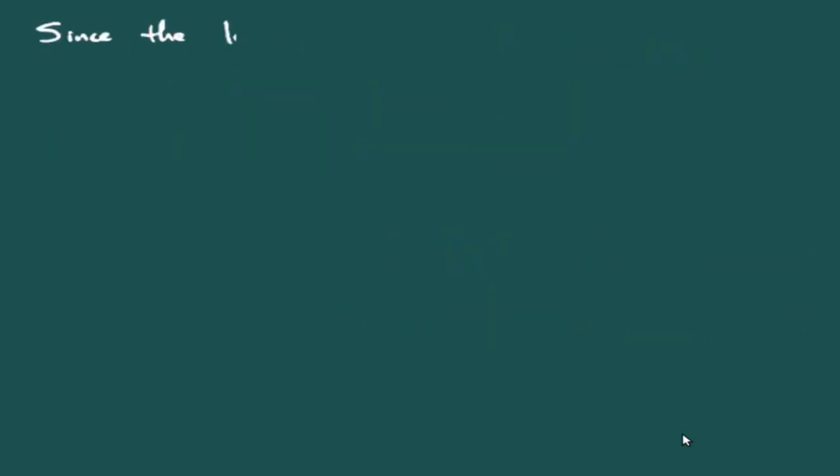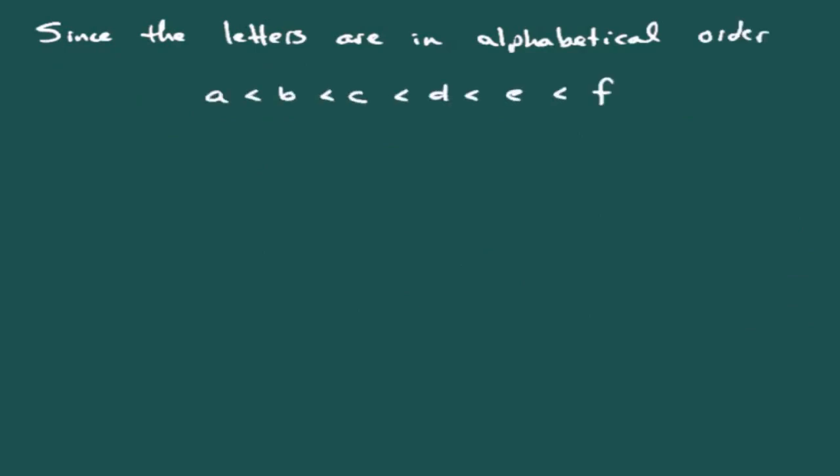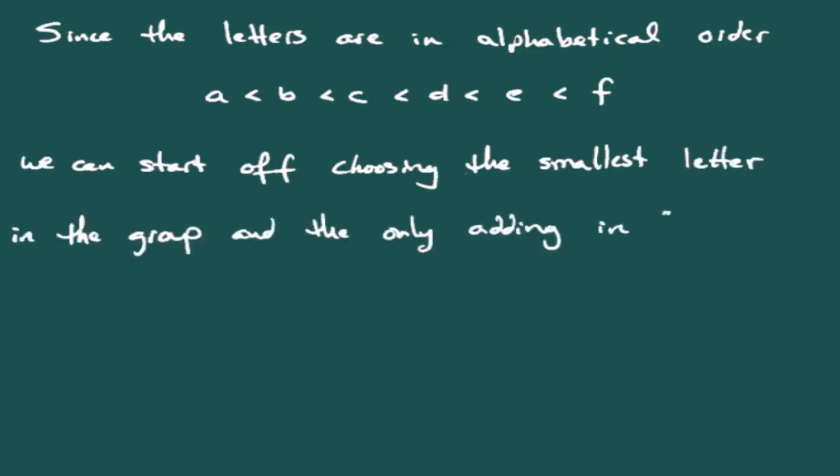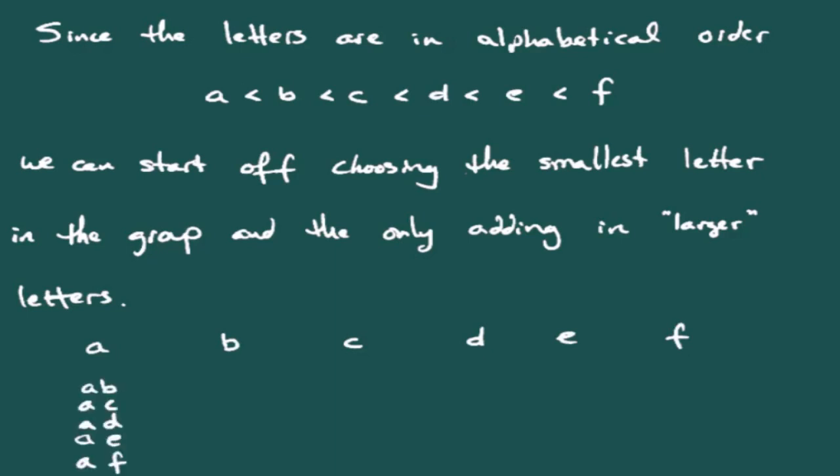So now, since the letters we kind of imagine them as being in this alphabetical order, A is less than B, is less than C, is less than D, is less than E, is less than F, then we can start off choosing the smallest letter in each group, and we only want to add in any larger letters that we happen to have. So if we start off with the smallest letter in each grouping being A, or the smallest letter being B, or the smallest letter being C, or D, or E, or F, then if we want to throw in another letter, we're only allowed to throw in a larger letter.